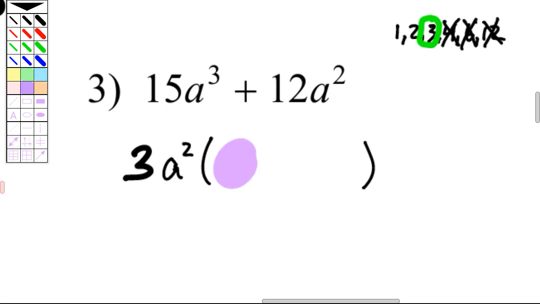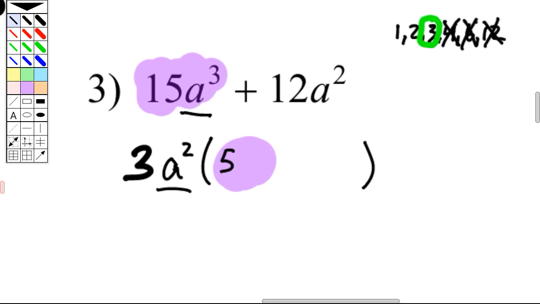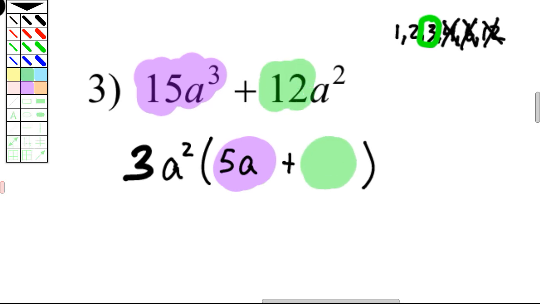Okay, so 3a squared times what mystery thing is going to make this? Well, 3 times what makes 15? 5. And if I've got a squared and I want a cubed, how many more a's do I need? Just 1. Plus comes down. And then 3a squared times what makes this? Well, 3 times what makes 12? 4. A squared. Do I need any more a's to get a squared? No, that's it. So this would be the factored form.